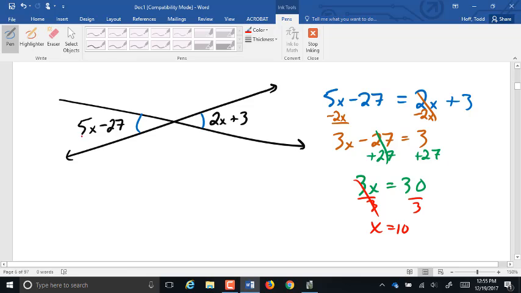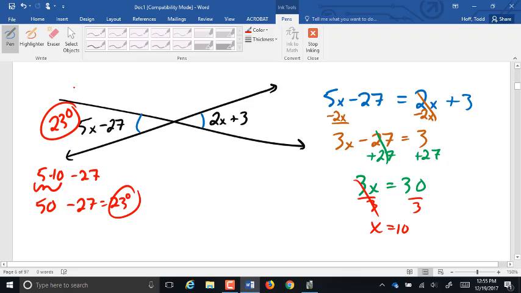Now we have to still go back and find the angles. So this is 5x becomes 5 times 10 minus 27. 5 times 10 is 50 minus 27 is 23. This is 23 degrees. Now we could just assume it is the same. Let's double check. 2x becomes 2 times 10 plus 3. 2 times 10 is 20 plus 3 is 23 degrees. So yes, that does appear to work out.